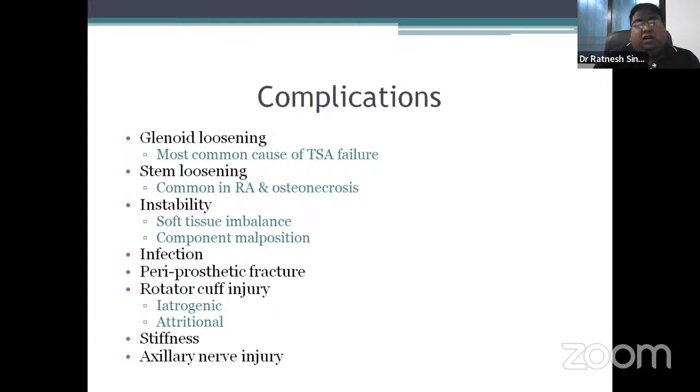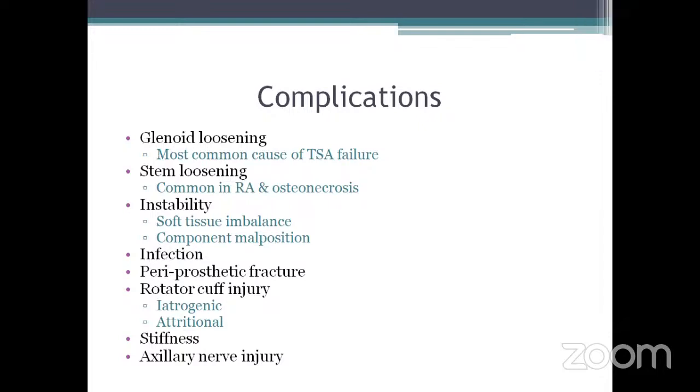Periprosthetic fractures could happen during the surgery, especially in female patients. They have a narrow canal, and if the ramming is not done properly, there is a high chance of intraoperative periprosthetic fracture. The rotator cuff injury could be iatrogenic at the time of surgery, or attritional over time. That can be seen. You can see the head migrated proximally and anteriorly on the X-ray. Stiffness is also a very common complication of total shoulder arthroplasty, and the axillary nerve could be injured during the surgery.